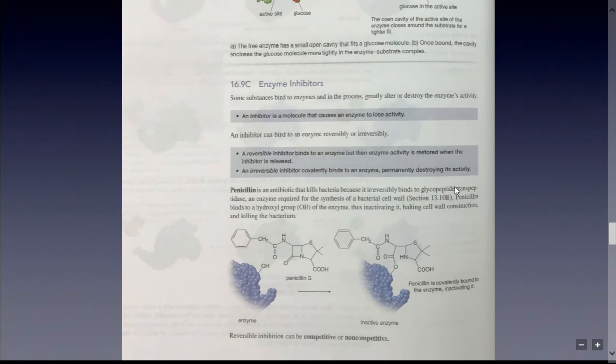remember, a peptide bond, and then transpeptidase. Anyways, we're not going to do that for this enzyme here, but again, you can analyze these names to figure out what the enzyme's doing. But they tell you right here, it's an enzyme that's required for the synthesis of a bacterial cell wall. And so if penicillin is going to come around and bind to this hydroxyl group or this OH group or this alcohol functional group that's on this enzyme, then it's going to inactivate it, and it's going to halt the cell wall construction, which is going to end up killing the bacteria.